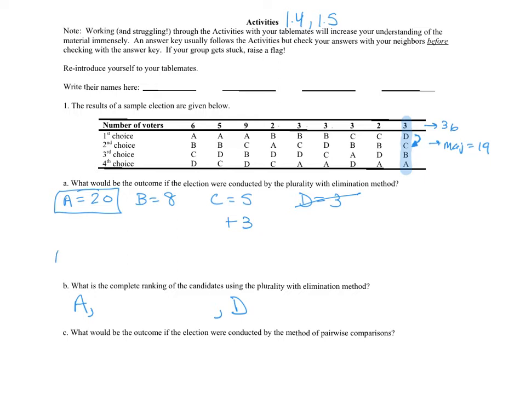Okay, so now A has 20, B has 8, and C has 8. So that means that in the next round, B and C would both be eliminated because they are tied for last place, which means they are going to tie for second place. So the way I sometimes write this is I'll do B/C come in second. So it's A, B and C tie for second, and then D comes in last.